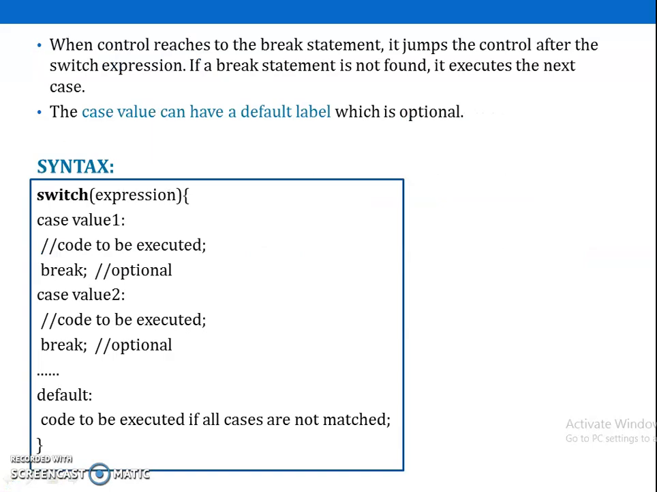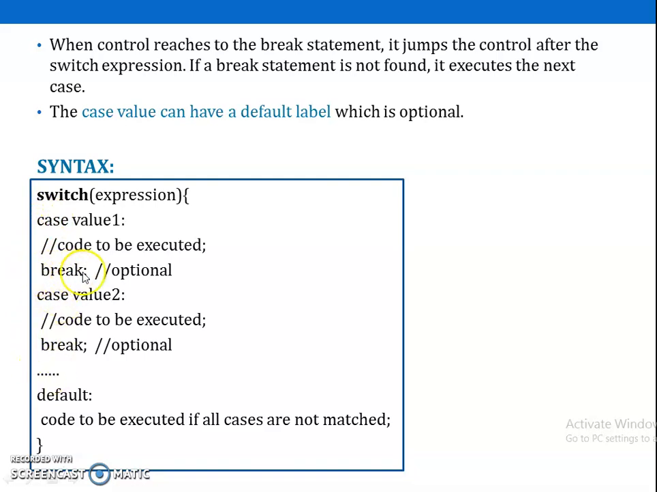When control reaches the break statement, you can clearly understand from this syntax. Switch of expression: here the user has given the input and several case values and break statements, and this would be the default statement. The user has given one expression, and it checks with this case. Here the value is 1, so the user input has matched here, and the code will get executed. If the user has given the break statement, it just stops there.